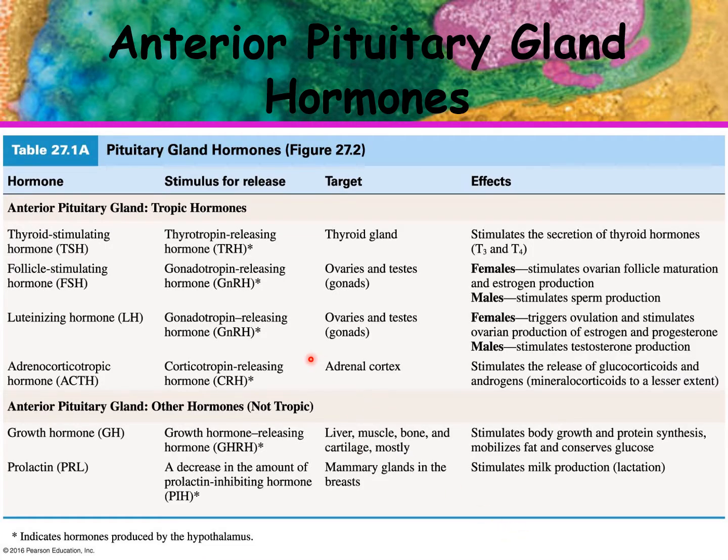Table 27.1a from our lab manual outlines all of the anterior pituitary hormones, the stimulus for release, their target tissue or target receptor, and the effect that this hormone will have at its target. First, let's discuss the 4 tropic hormones that are released by the anterior pituitary.